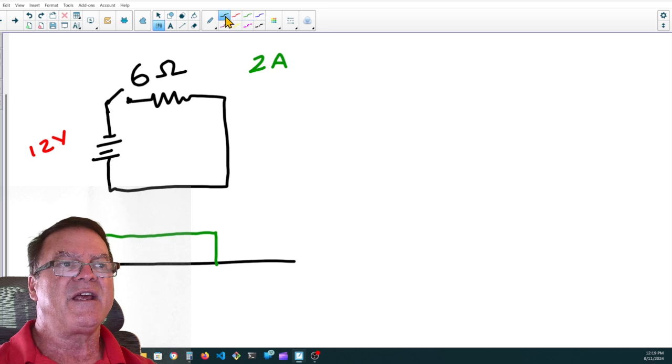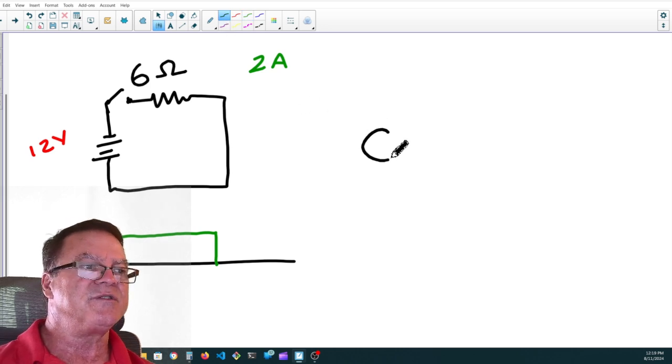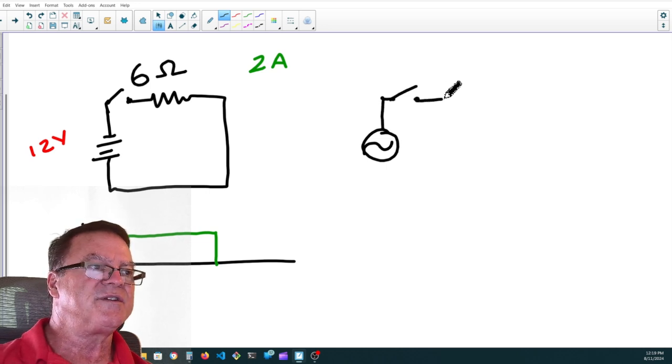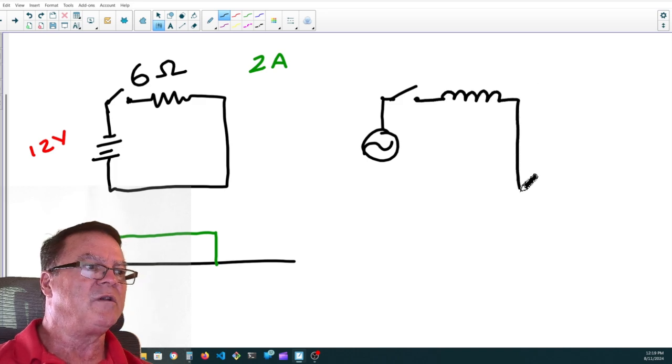I want to draw the same circuit, only this time I'm going to use AC instead of a battery. And instead of a resistor, I'm going to use a coil of wire. I'm going to use an inductor.